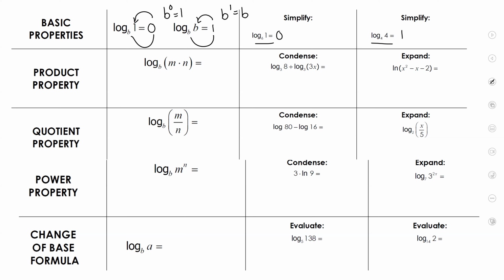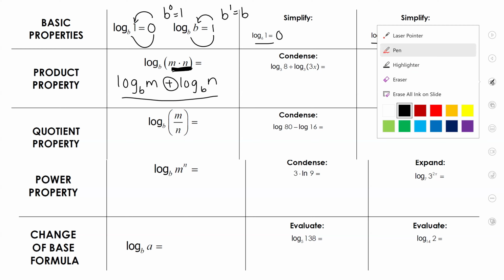Okay, now let's go over the product property. Product means multiplication, okay? So we have two things being multiplied. The product property says that log base b of m plus log base b of n is the same thing as this. You can rewrite it as this whenever you have a product. So let's go back and forth between these two formats, when it's being multiplied and when you have two separate logs being added.